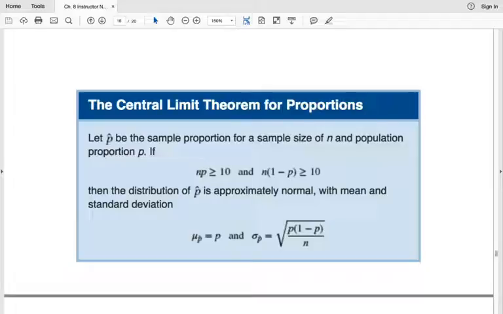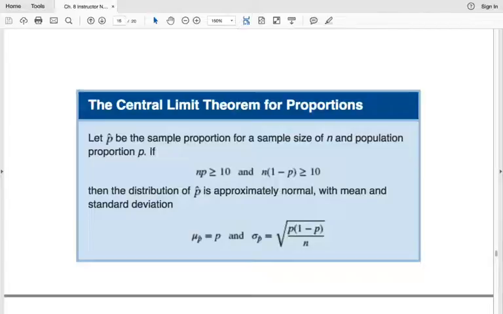Now, this section is on confidence intervals, and remember, everything we've done so far with confidence intervals has been based on the fact that sampling distributions are normally distributed. And so if we know we've got something that's normally distributed, or at least approximately normally distributed, then we can use that fact to create this confidence interval.